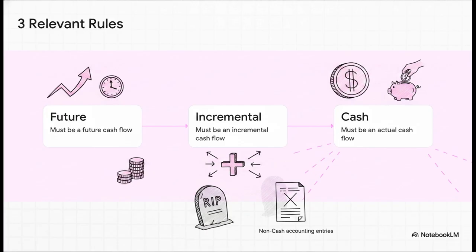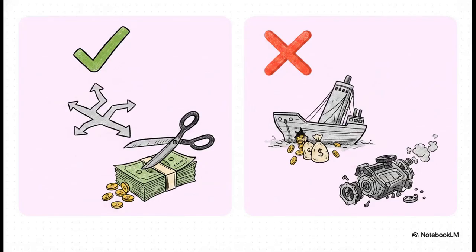If a cost is in the past or if it's a non-cash accounting entry like depreciation, it is mathematically dead to you. You simply cannot use it to justify your next move. This perfectly illustrates the divide between a rational CFO and an emotional investor. Check out the left side. Opportunity costs, the value of your best alternative, and avoidable fixed costs, those absolutely matter. But look at the right side. Historical sunk costs, committed capital, depreciation, completely irrelevant.